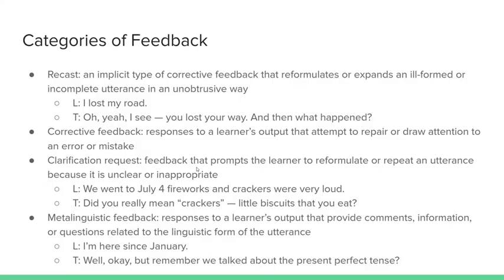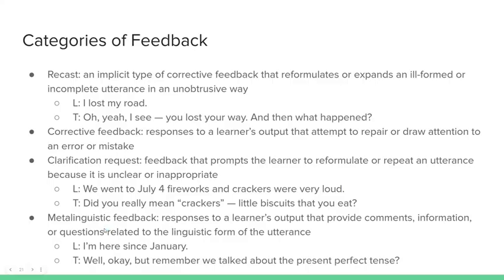Clarification request. This is another type of feedback that prompts the learner to reformulate or repeat an utterance because it is unclear or inappropriate. If the learner says, we went to July 4th, fireworks and crackers were very loud, the teacher might ask, did you really mean crackers, little biscuits that you eat? So here, by using the word crackers in a clarification question, you can highlight that it was somewhat unclear or inappropriate.